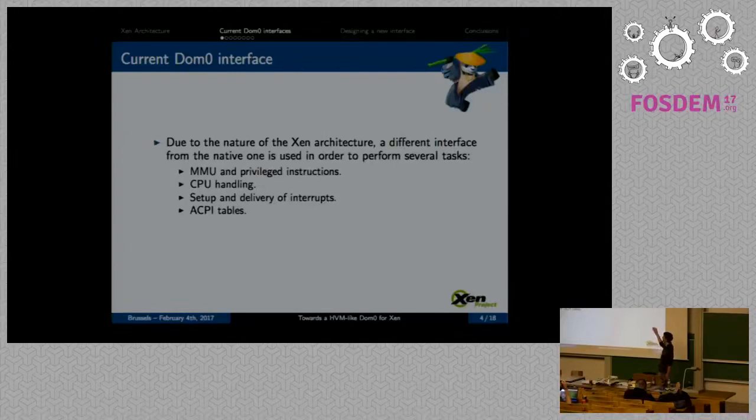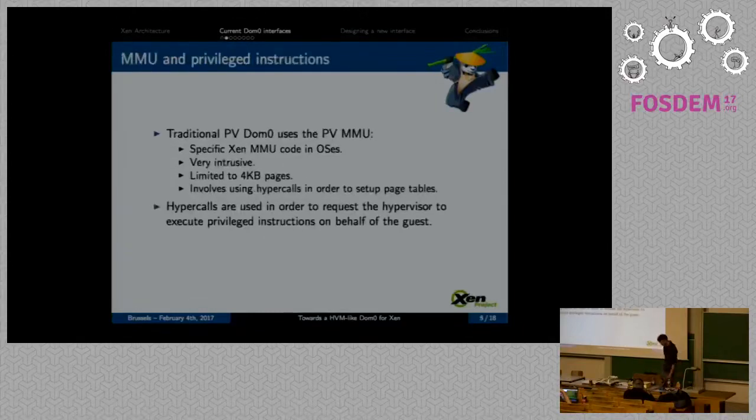The setup and the delivery of interrupts is also very, very different from bare metal. That's mainly because on PV guest, on the current Dom0 interface, we don't provide a local APIC to the Dom0, so basically we have to use another way to deliver interrupts. And finally, the ACPI tables are also quite different. Well, not really different, but the tables that we provide to Dom0 are not very good in regards of the actual description of the system. I will go a little bit into this.